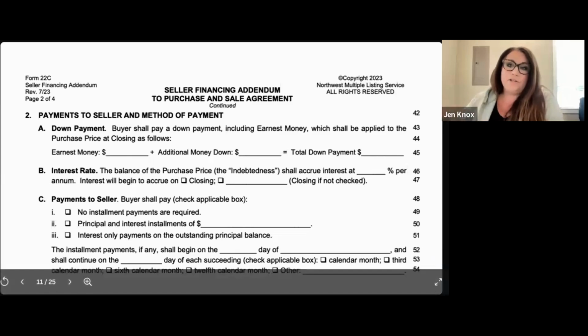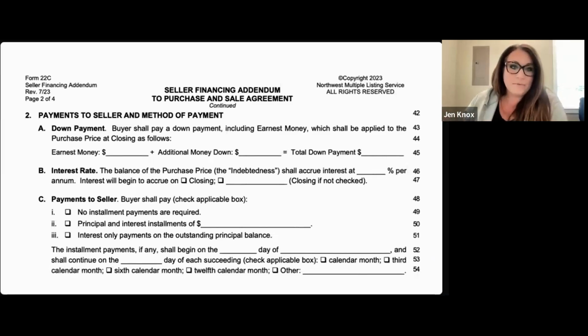So how do we show seller financing? Well, paragraph 2 is where it bullet points all of the required information for us to put down as far as disclosing per Regulation Z. So think about the down payment and what it means.